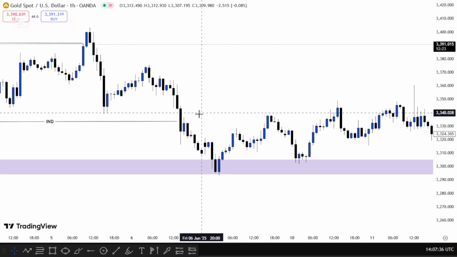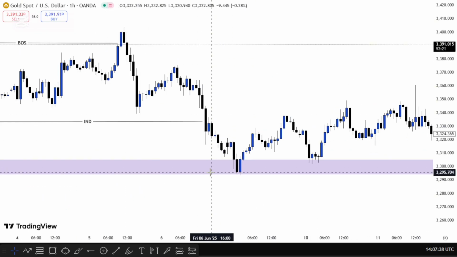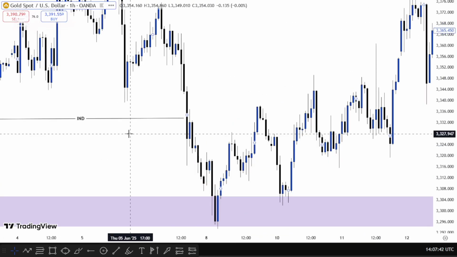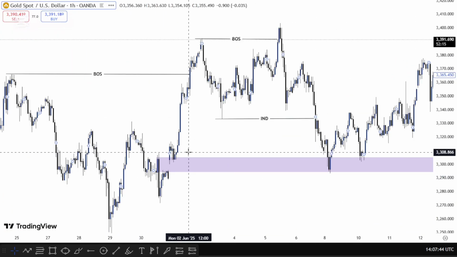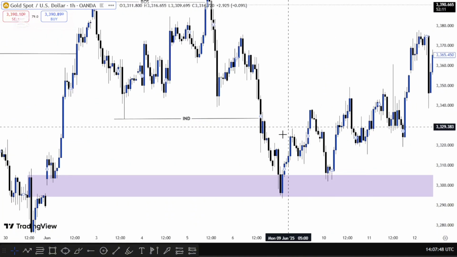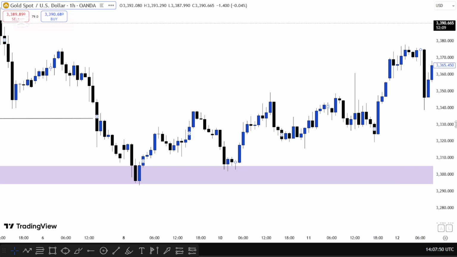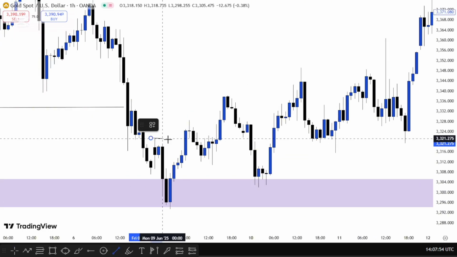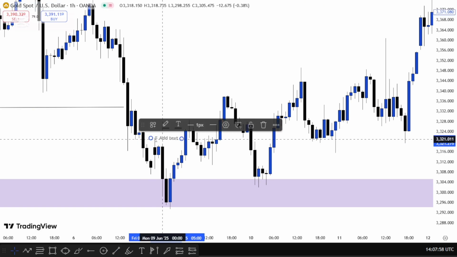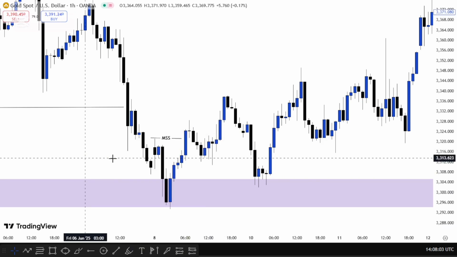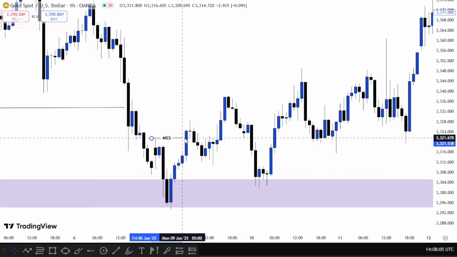Now let's say you've missed this entry. What are you going to do? You're going to wait, fam, for this same process. It doesn't fail, fam. I'm telling you. So you wait. What are you looking at? You have a market structure shift or a break of structure, whichever you call it, fam. We have a market structure shift right here. You can see that.